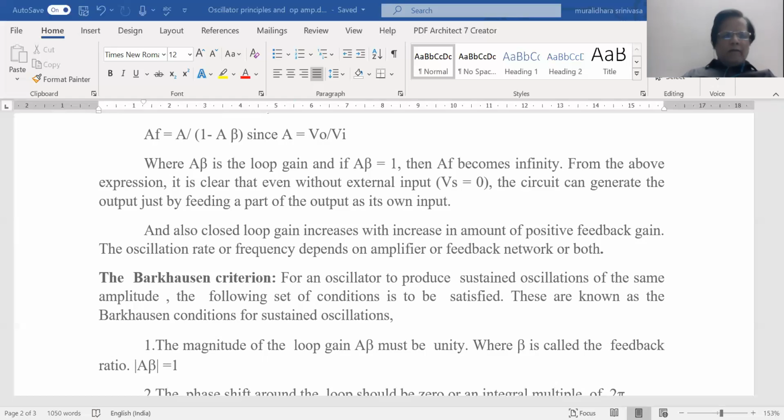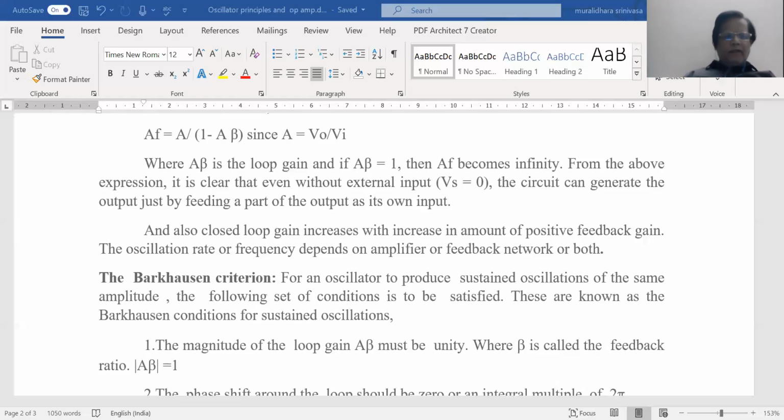Next question is, why is it difficult to maintain the Barkhausen condition for oscillations? Now the Barkhausen condition is |Aβ| equal to 1, that is loop gain equal to 1. In this expression, you find that the open loop gain A and the feedback fraction beta are both involved. A as well as beta are both temperature dependent. Their values can change not just due to temperature, but also aging of components and also changes in supply voltage. Therefore, in an oscillator, it is difficult to maintain the condition Aβ equal to 1.